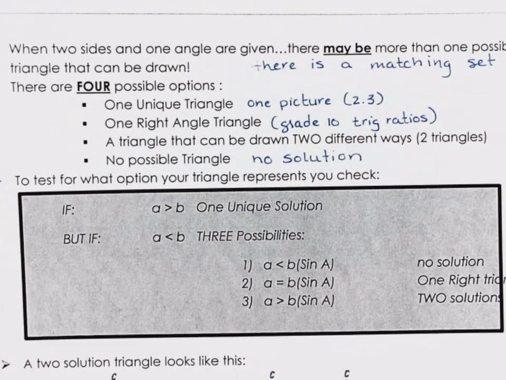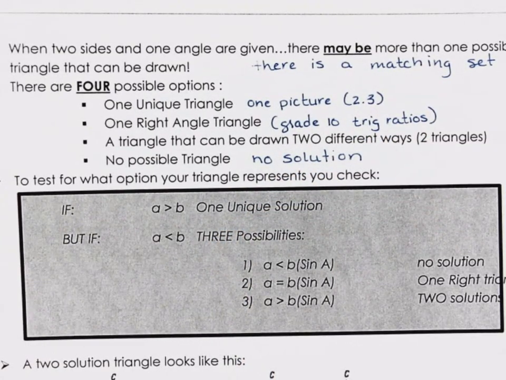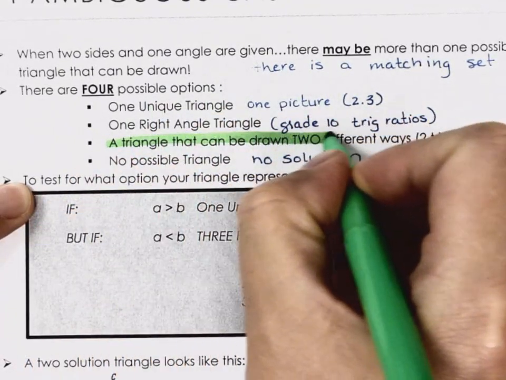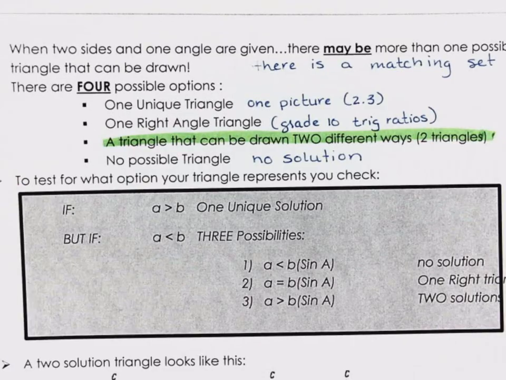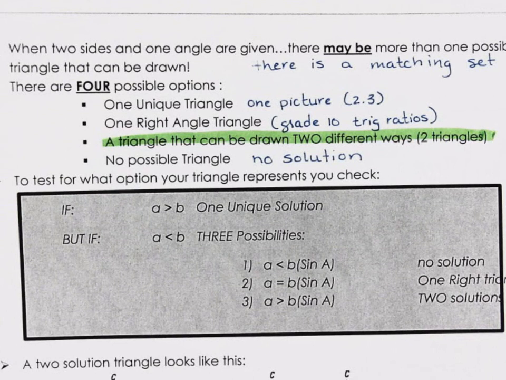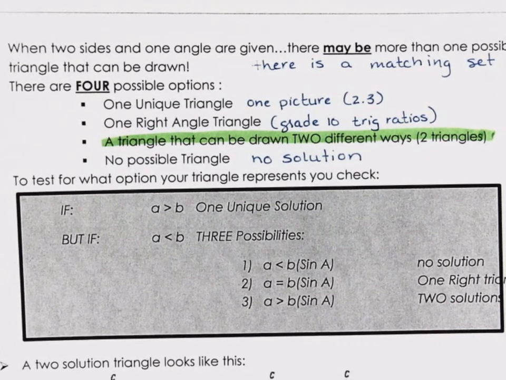So this is the one that's kind of the pain in the butt. The triangle can be drawn two different ways. So you have a two triangle solution. So inside one question, you have to do the answer in two scenarios, two different triangles.